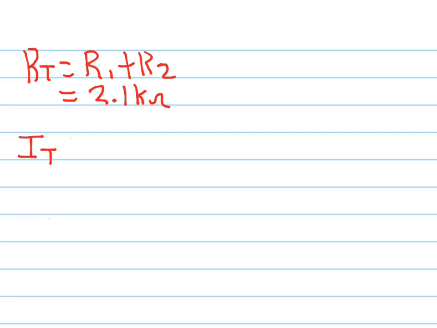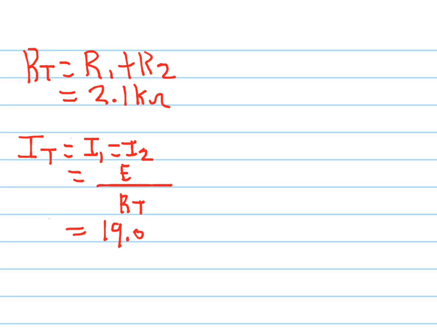And IT, which is I1 and I2, equals E divided by RT, 40 divided by 2.1K, equals 19.0476 milliamps. Of course, the current changed because RT changed because we moved the wiper.